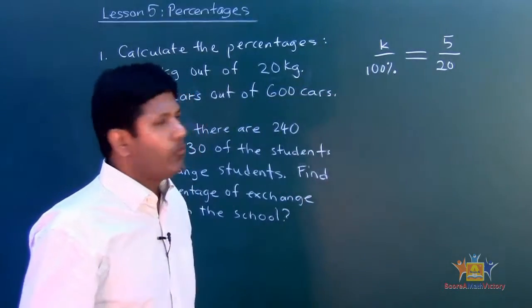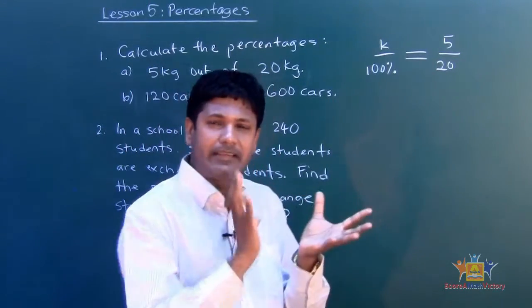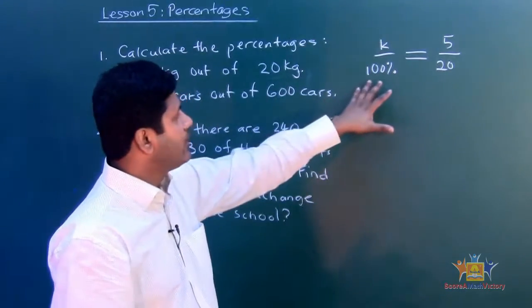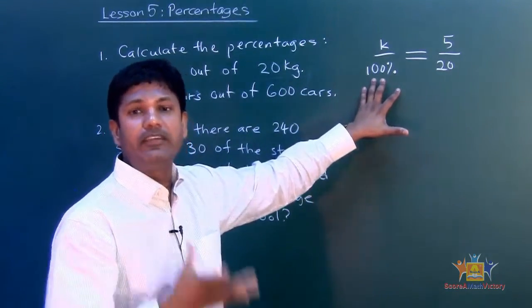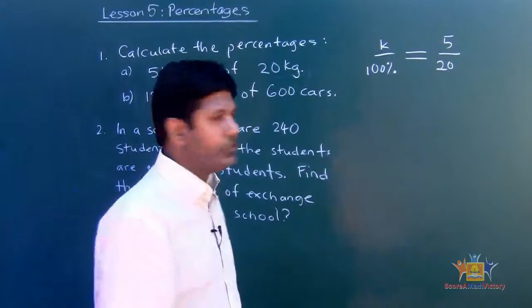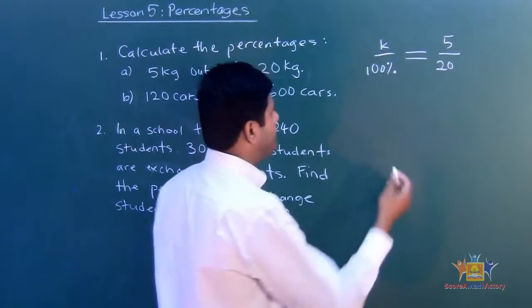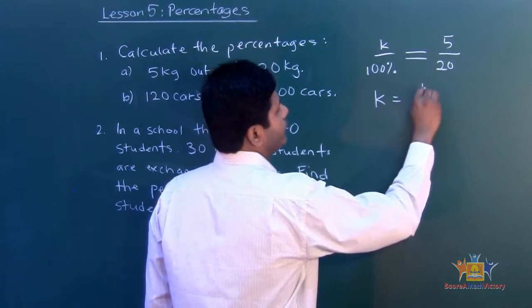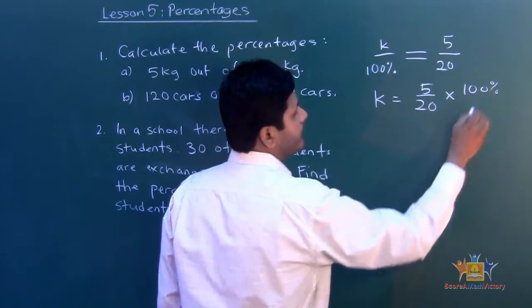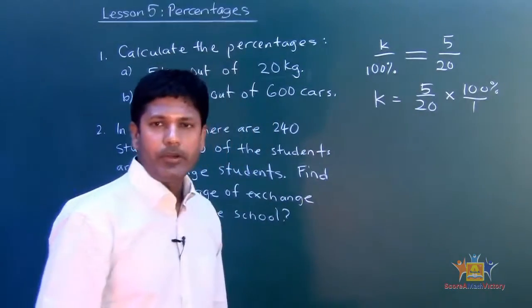If I'm looking for K, what am I supposed to do? I have to isolate K. That means I have to take anything that's holding K across the bridge. In this case, 100% is holding K in the form of division. So I have to take the 100% across the bridge, and when I do, the division becomes multiplication. So K equals 5 over 20 times 100%. Then I'm going to put this as a fraction, over 1.